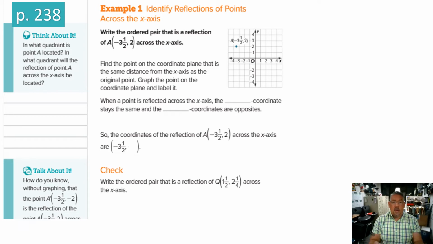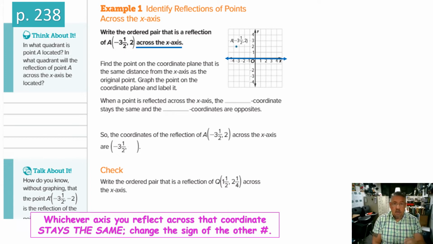All right, so when we're looking at these examples, it says write the ordered pair that is a reflection of the point -3 1/2 and 2, but then it tells me I want to cross the x-axis. So once again, if I'm going to go across the x-axis, the x has to stay the same. So going across the x-axis, the x has to stay the same, then that means my y has to change. So once again, whichever axis I'm reflecting across, that stays the same. And then the other one, I'm simply going to change its sign.